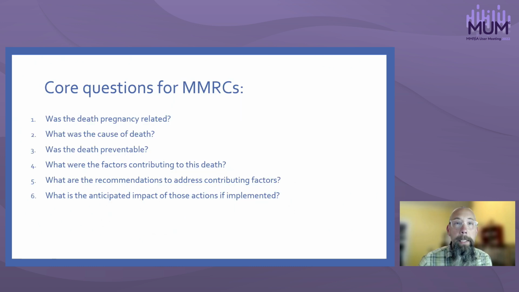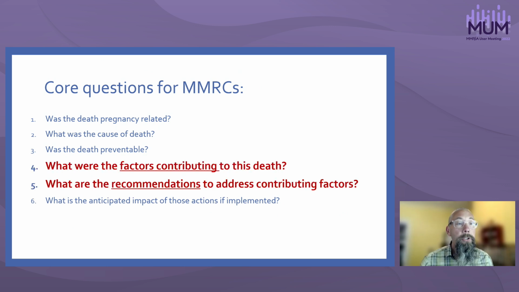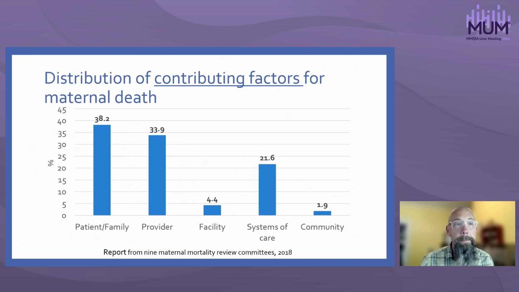So as any of you who are involved with MMRCs and are using the MMRIA system know, the MMRIA system structures your goal as a committee around a set of questions. Things like, was the death pregnancy related? What was the underlying cause of death? Was the death preventable? Two questions that really frame the work that we've done in the ERASE-MM Community Vital Signs Project are these fourth and fifth questions. What were the factors contributing to this death? And these factors can be conceived of at different levels. And what are the recommendations to address those contributing factors?